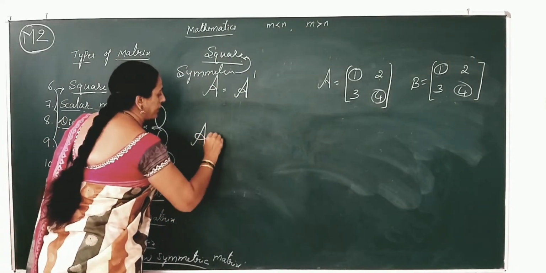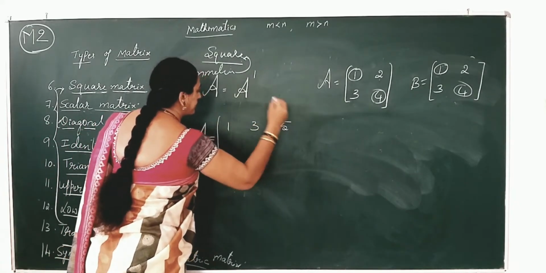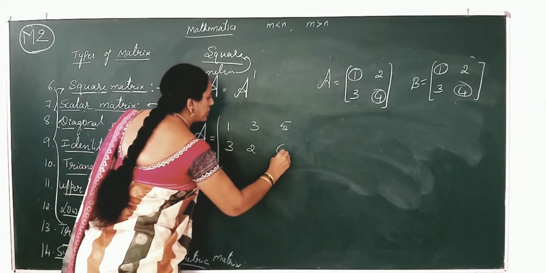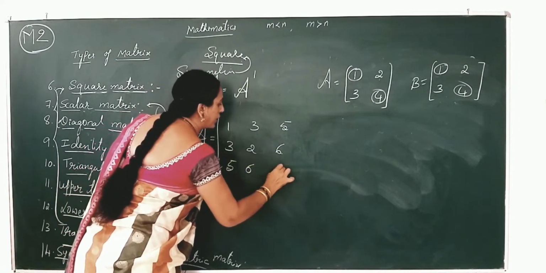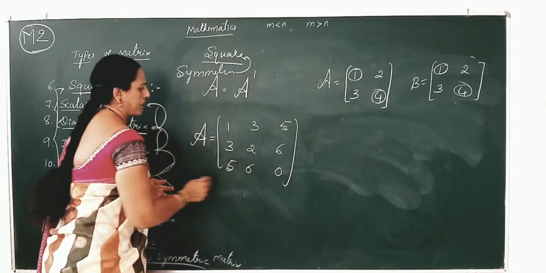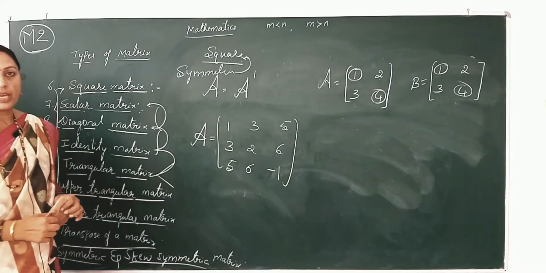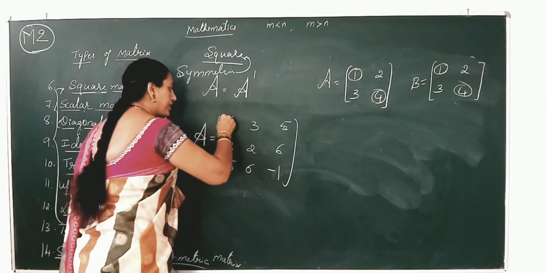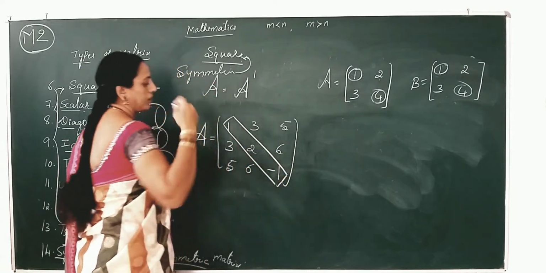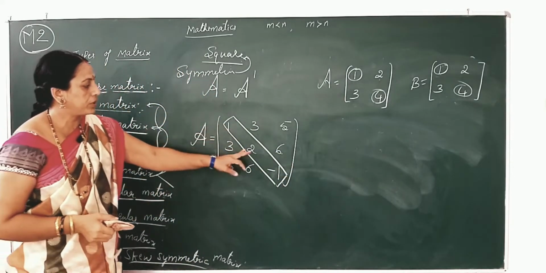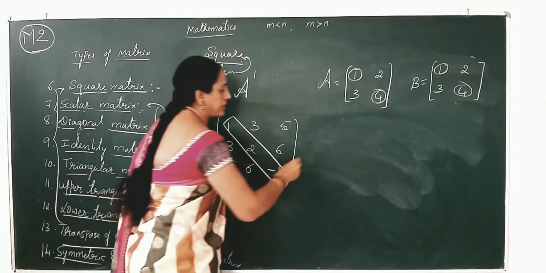So for example, now A is equal to 1, 3, 5; 3, 2, 6; 5, 6, minus 1. It's one of the matrix A. First we'll consider what will be called the diagonal elements. 1, 2, minus 1 will be called the principal diagonal elements. That is the matrix A.